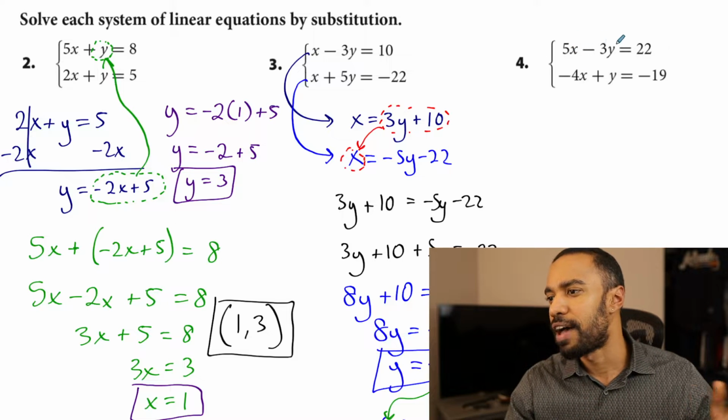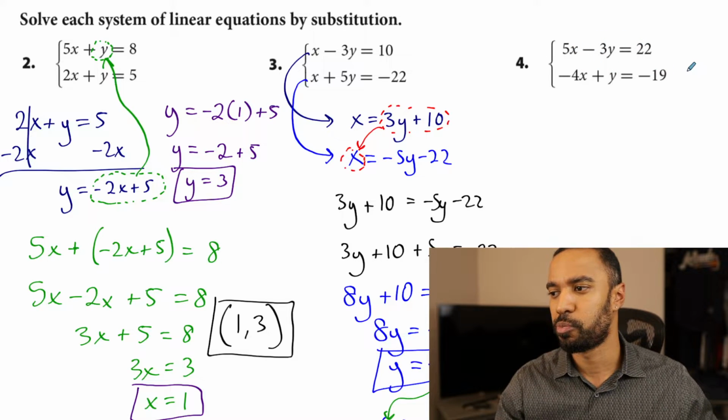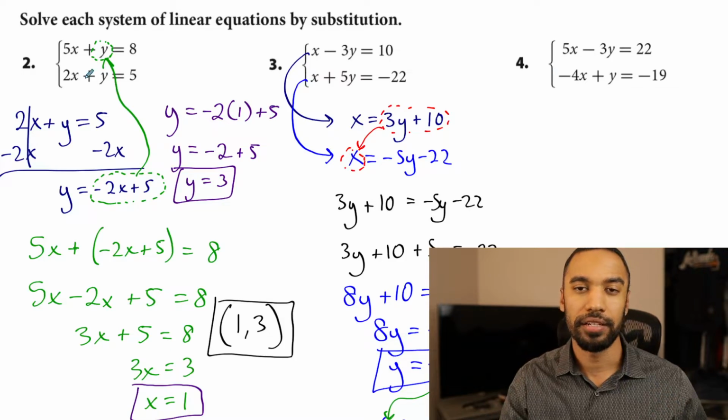All right, number 4: 5x minus 3y equals 22, negative 4x plus y equals negative 19. Going back to strategy, my first step in order to solve by substitution is isolating a variable. Let's get one of the variables in one of the equations by itself. I have 4 choices: the x and y on top, the x and y on bottom.